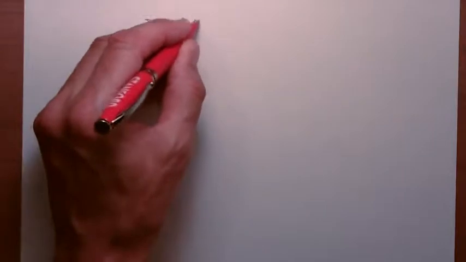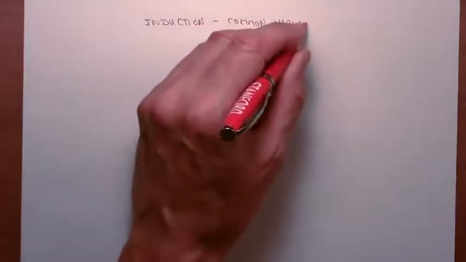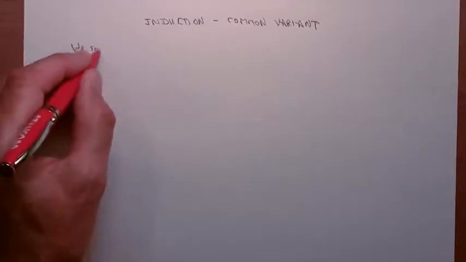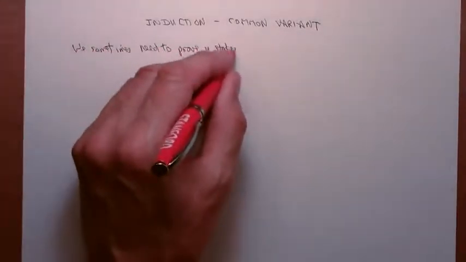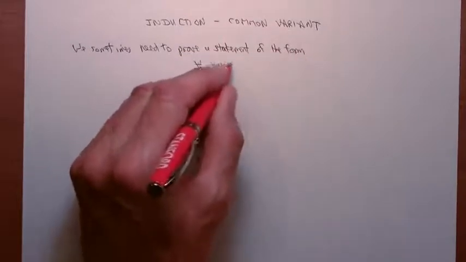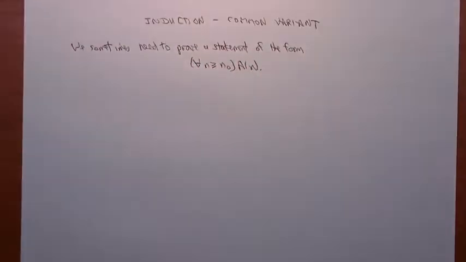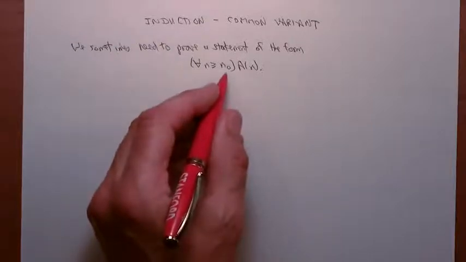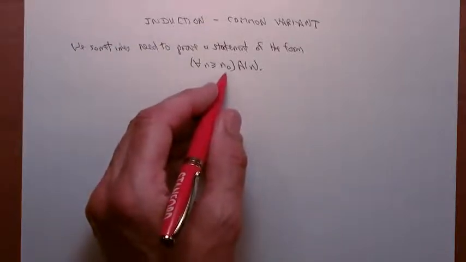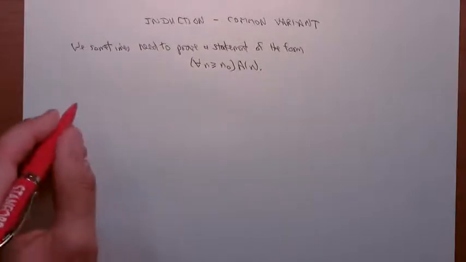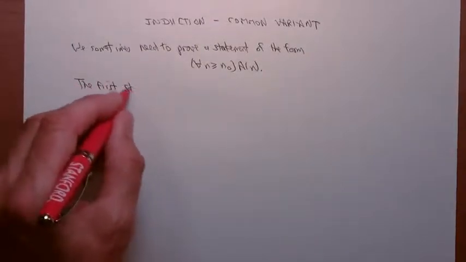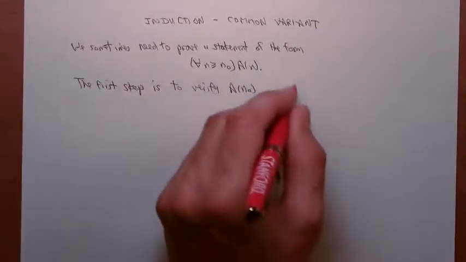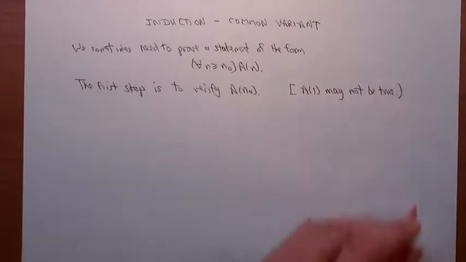I'd better tell you about a fairly common variant of induction. We sometimes need to prove a statement of the form, for all n greater than or equal to n0, A(n), where n0 is some fixed number, 5 or 10 or 20 or 1,000,000 or something. In this case, the first step is to verify A(n0). A(1) may not be true.